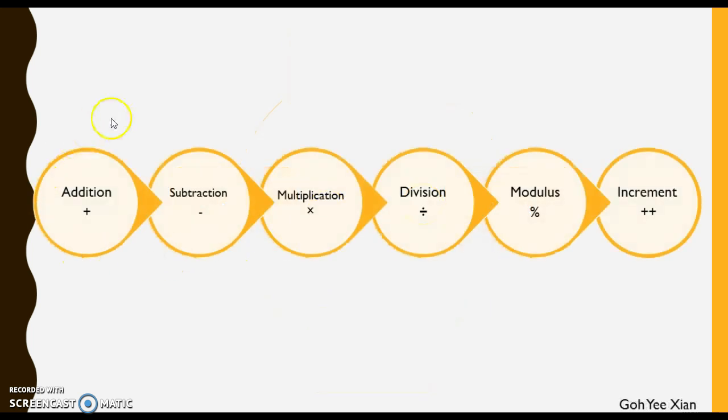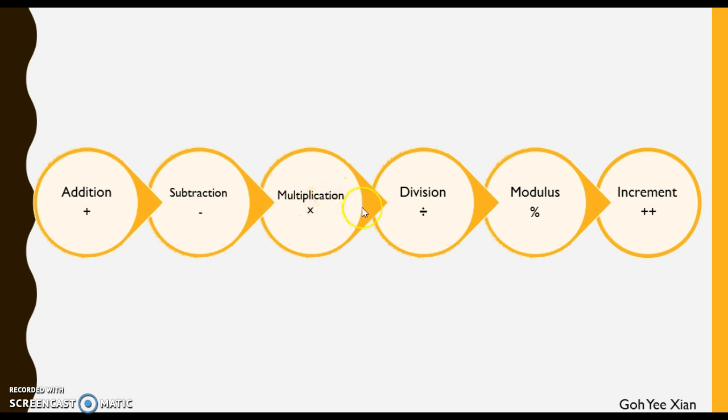The last topic I want to talk about is arithmetic operators. It has many types of operators. First of all is the addition operator. It is used to add numbers. The next operator is subtraction. This operator is used to subtract numbers. After that, we have the multiplication operator. The multiplication operator is used to multiply numbers.